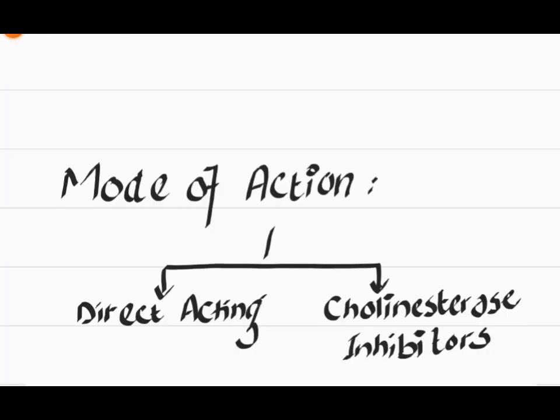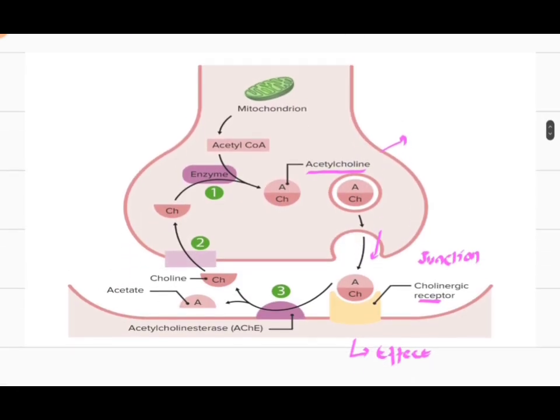The mode of action of parasympathomimetic drugs is classified into two main divisions. Number one is the direct acting parasympathomimetic drugs, and the other is cholinesterase inhibitors. The mechanism of action can be better understood in this diagram. The direct acting parasympathomimetic drugs will directly interact here with the cholinergic receptors. They will directly interact and produce the effect of the parasympathetic nervous system.